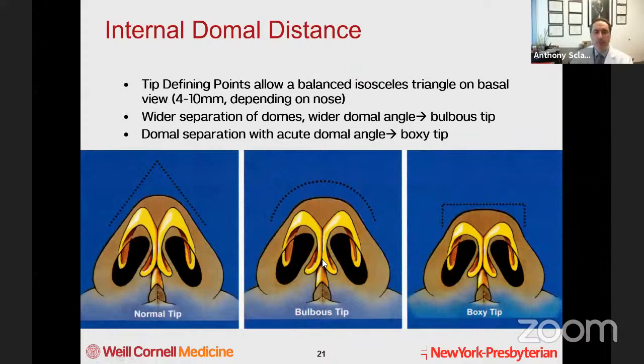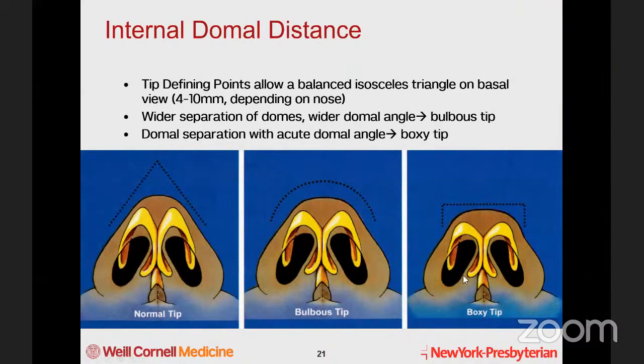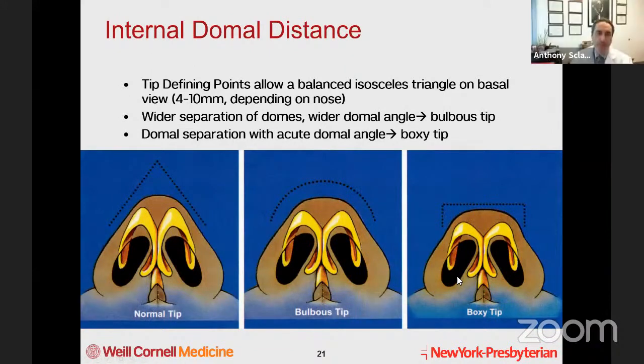So we talked about tip defining points. You want them probably 4 to 10 millimeters. There's no perfect nose, right? Everybody's nose is a little bit different. It depends on the size of the face, and the width of the cheeks, and midfacial width. But somewhere between 4 and 10 millimeters apart is where you want your tip defining point. You want to allow for an isosceles triangle of the tip on a base view. Okay. If you have more separation of this, you get a more bulbous, rounded tip. But if you end up keeping this angle sharp here, okay, or here, but these separate more, you end up with a boxy tip. It's really just a variant. Bulbous tip, boxy tips really are just variants of the same problem.